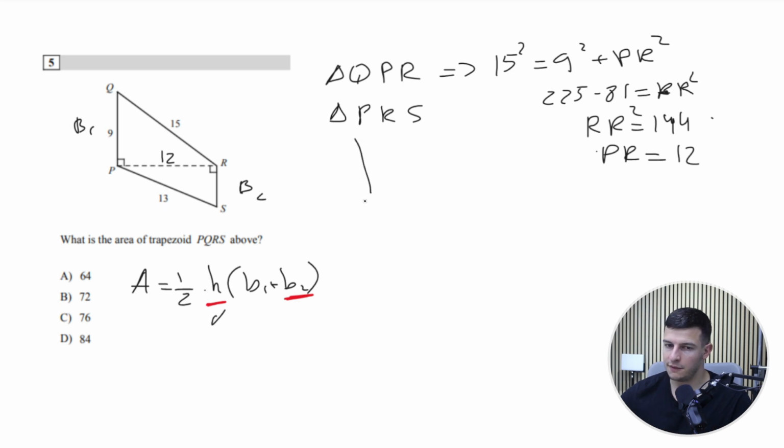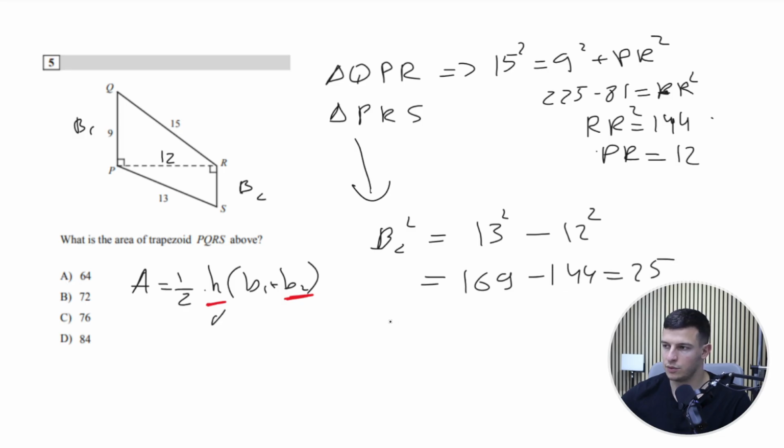Now B2 can be found using this triangle. Now we have a right angle triangle with sides of 13, 12, and a missing side, B2. So again, let's call it B2. B2 squared is equal to 13 squared minus 12 squared. I'm not going to explain in detail, it's just the Pythagorean theorem. 169 minus 144 is going to be equal to 25, which makes our B2 to be 5. So we have two triangles, and we know everything about them.